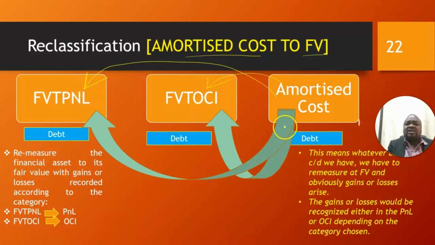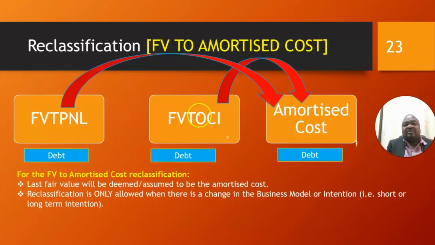If we have chosen to recognize the debt instrument into fair value through other comprehensive income, then it means that the gains or losses will be recognized in the OCI. If we have chosen fair value through P&L, then the gains and losses have to be accounted for in the P&L. So you need to remeasure the financial asset to its fair value with gains or losses recorded according to the category.